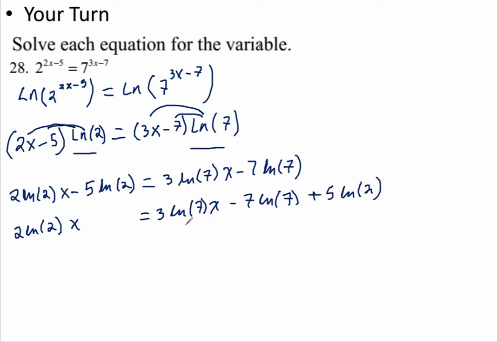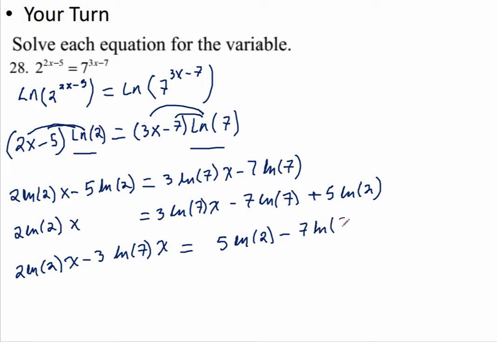Now trust me, this is really no harder than solving a linear equation like you did back in elementary algebra. It's just got these funny coefficients. 3 ln 7 is not a number you're usually used to working with. Okay, so subtract 3 ln 7 times x from both sides. We get 2 ln 2 times x minus 3 ln 7 times x is equal to, and I'm just going to rearrange this so that I have a leading positive sign, 5 ln 2 minus 7 ln 7.